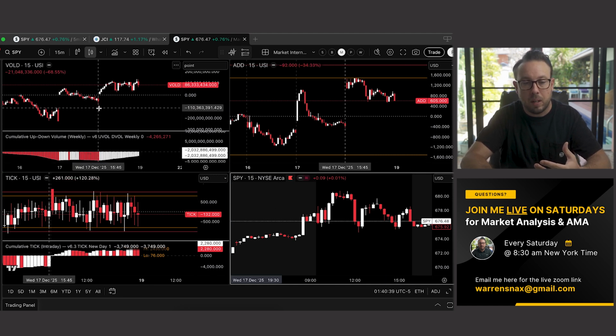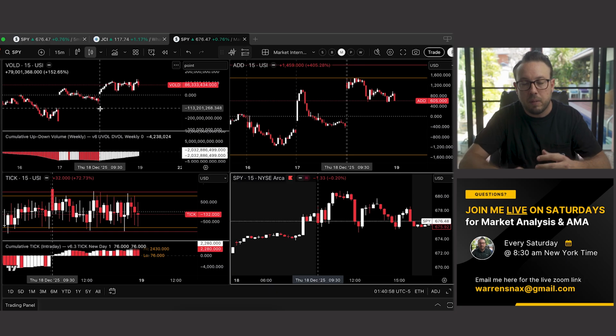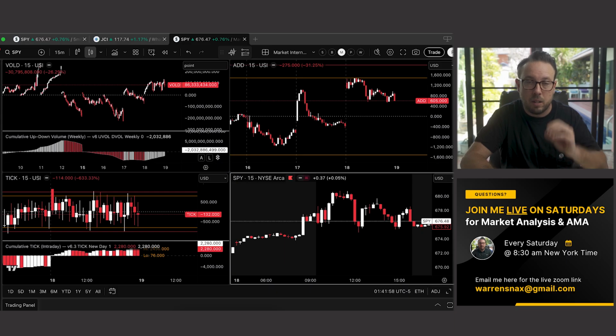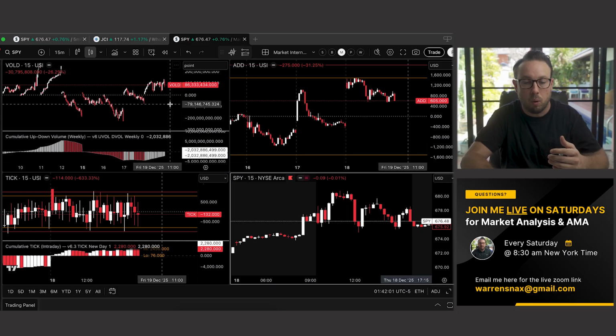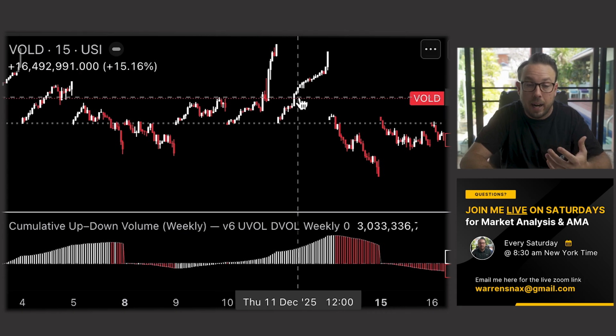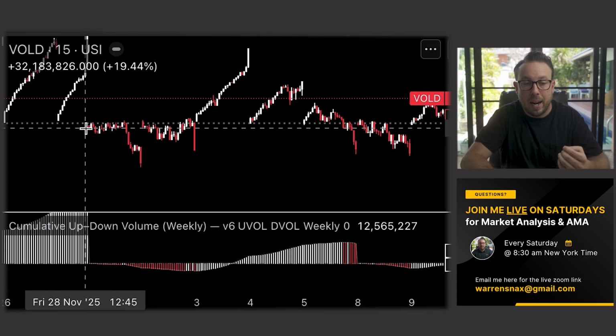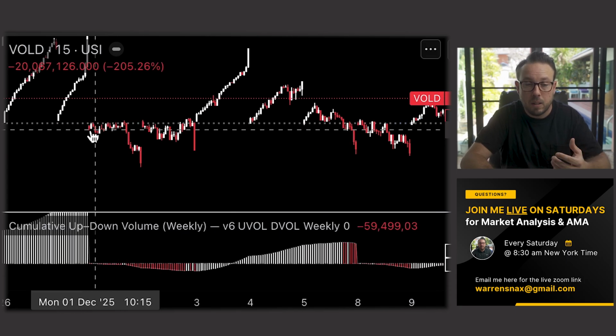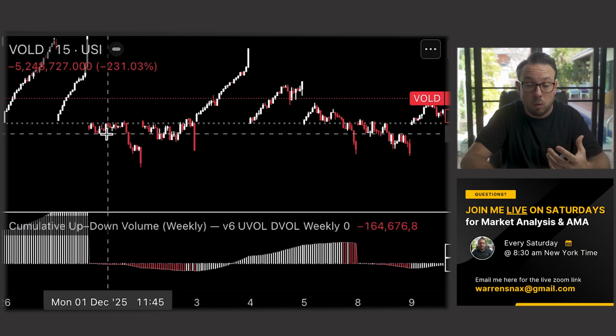Starting with the top left here, we've got the up-down volume. And this very simply shows how much volume is flowing into advancing stocks versus declining stocks. Is there more buy-side or sell-side liquidity coming into the market right now? And this is all measured at an institutional level. This is institutional order flow. So a rising VOLD means institutions are simply adding exposure. And then here we've got a flat or declining VOLD, signaling that buy pressure is neutral or stalling.